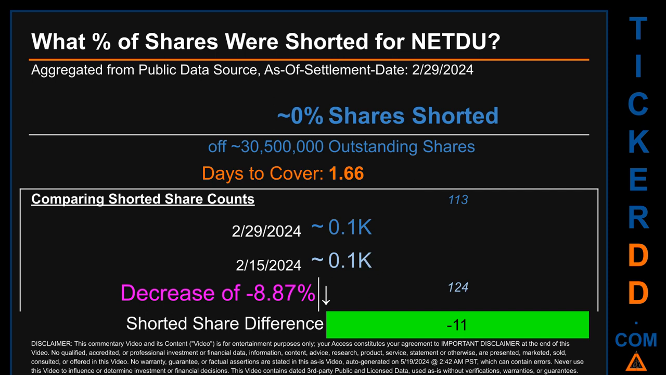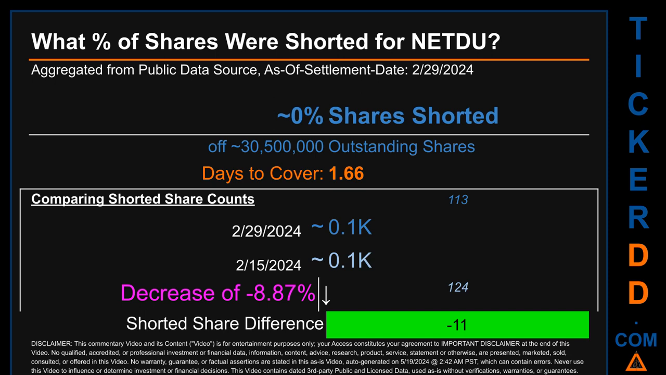What percentage of shares were shorted for NETDU for the 2-week period ending on settlement date, February 29, 2024? About 0.1 thousand shares of NETDU were shorted out of a total of approximately 30.5 million outstanding shares. Therefore, based on as-is, discovered, public data when this video was generated, the ticker has a short interest of roughly 0%, which I got by taking the number of shorted shares and dividing it by the number of outstanding shares to get the percentage value.